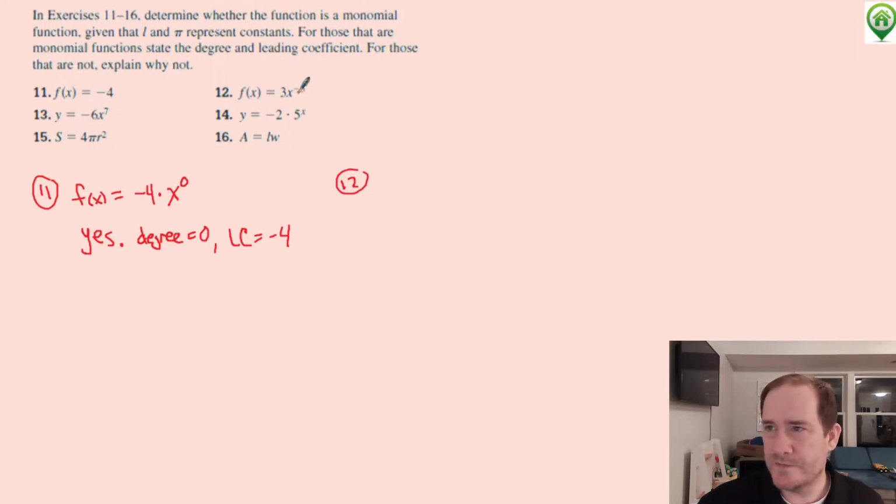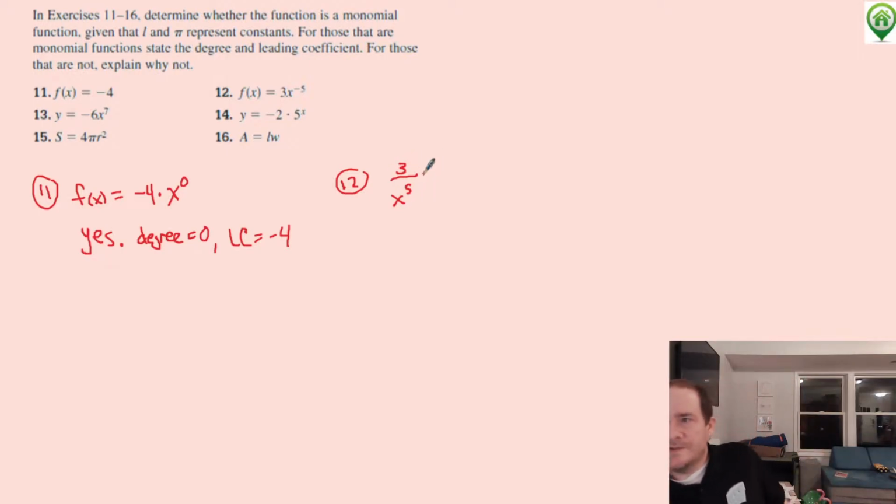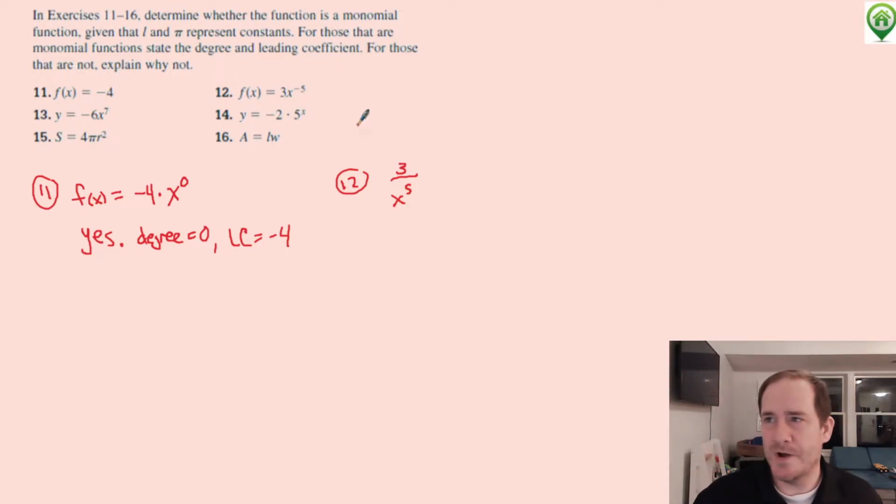For 12, I see a negative power, so we are not a monomial. You could rewrite this if you wanted. It would be 3 over x to the 5th. And you guys are all experts now, so you know that a function of that form is a rational function. That's not a monomial. Monomials have to be polynomials. So this is not a monomial.